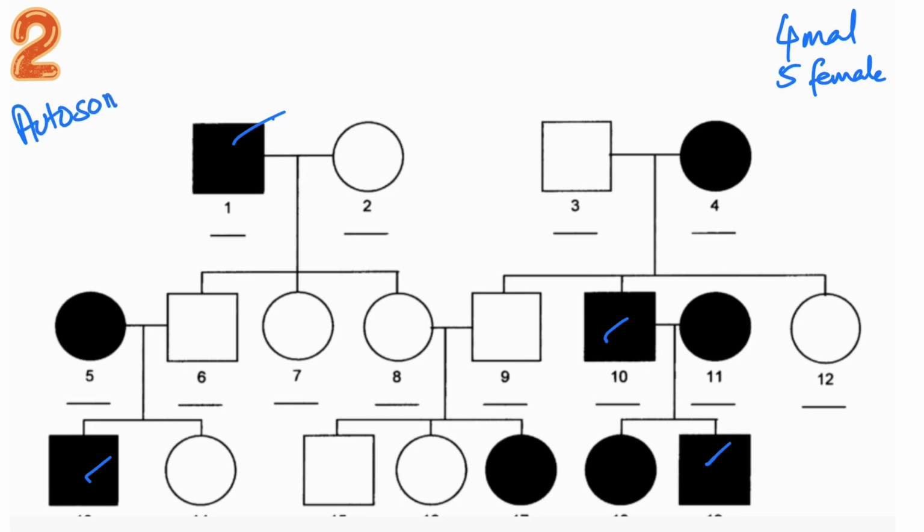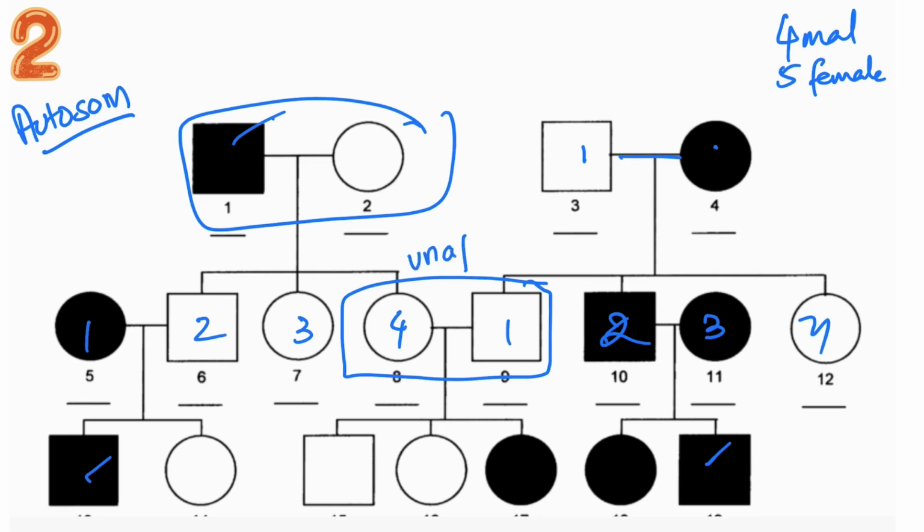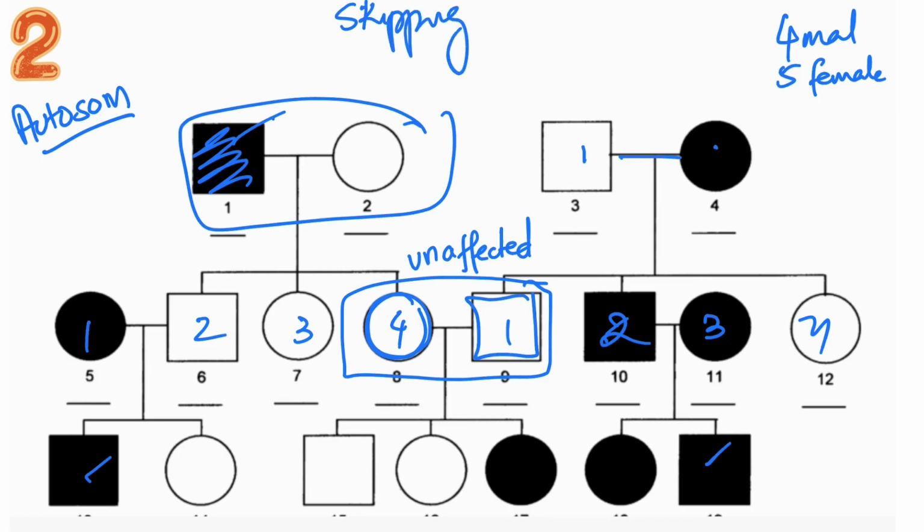And you can see that in this generation, these are the parents. They have 4 kids. And this set of parents also have 4 kids. But these 2 kids, you can see that they are unaffected, right? So this disease is not going into this generation. So it's skipping a generation. Skipping generation is there.